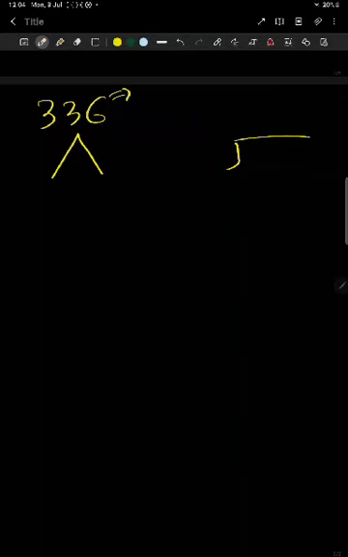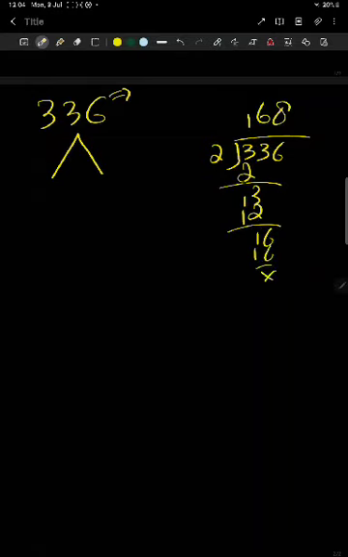For instance, the number is 336. So I will start with any of the prime factors. Let's start. 336 is divisible by 2 because the last digit tells me that it will be divided by 2. So I will try it over here. 2 1s are 2, 2 3s are 6, 2 6s are 12, 2 8s are 16. So I will write over here 2, over here 168. So 2 is prime, I will circle it.